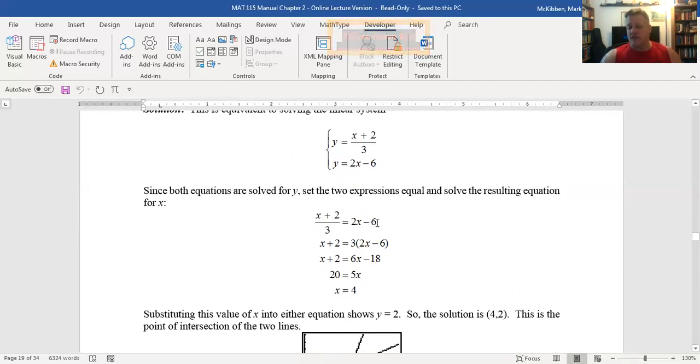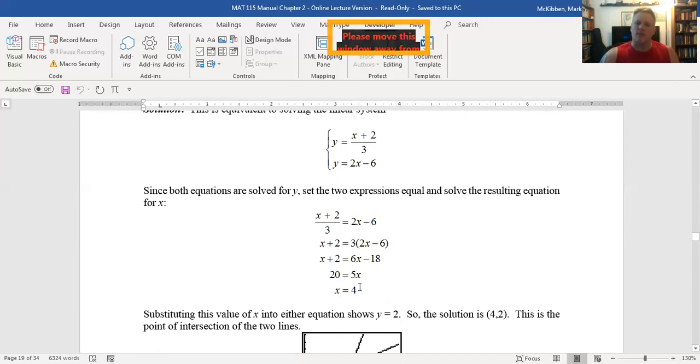So how do we solve linear equations? Well, if they involve fractions like we do here, get rid of the fraction, multiply both sides by 3, then simplify the right side, right? Distribute that 3 through to get 6x minus 18. And then you want to get the x's on one side, constants on the other, like we always have done. And so doing that gives you an x value of 4.